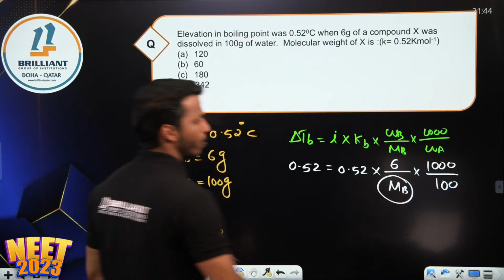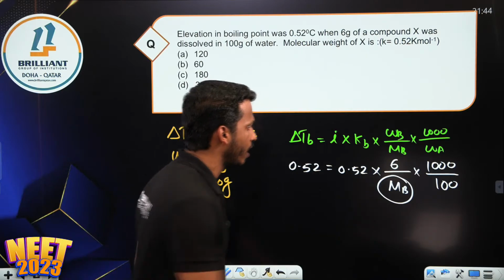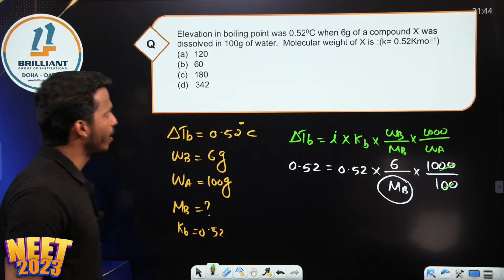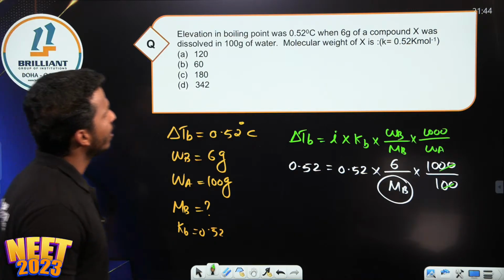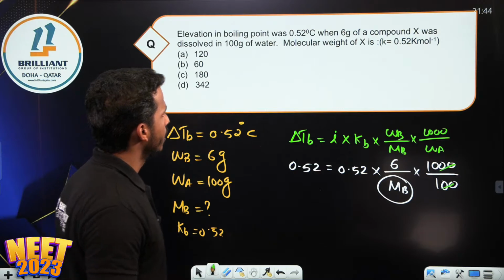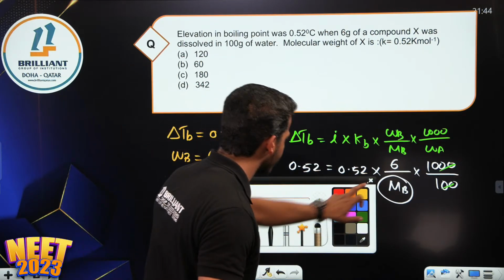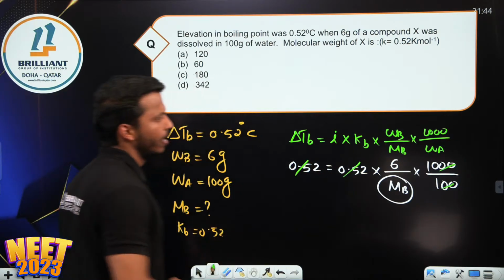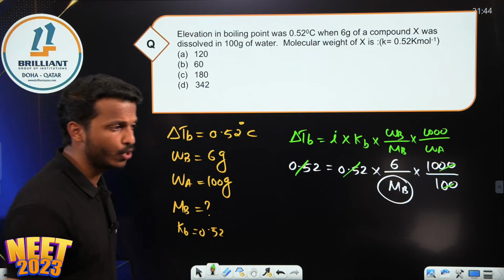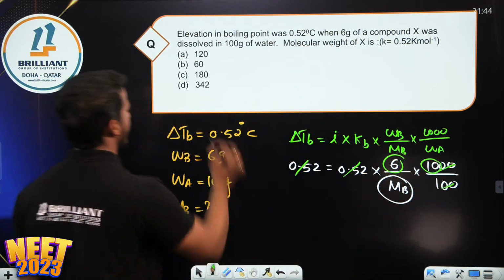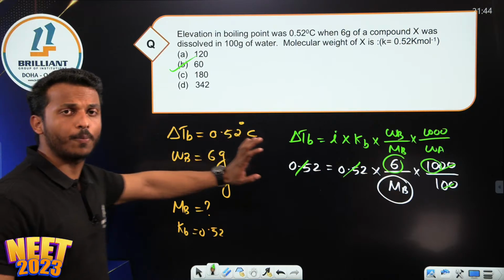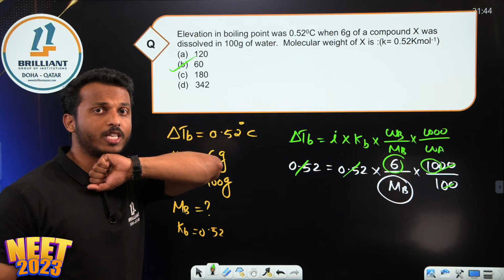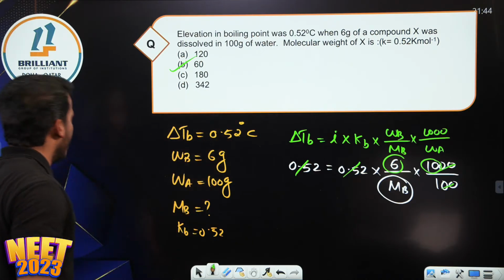So what is MB? The simple calculation we can do. Right, 10, then you can cut it. 0.52, 0.52. MB is equal to what, dear all? That is 6 into 10 remaining, right? 6 into 10, yes, 60. That's the answer. So colligative property related numerical is a general one in the solution chapter, dear all. Maximum we can expect 2 questions from the solution chapter. Careful.